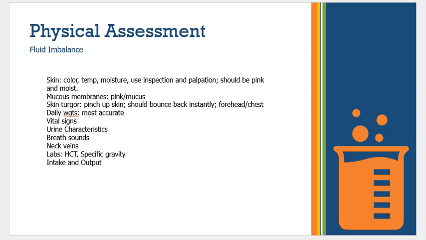Your hematocrit is something that you should be looking at, especially for fluid imbalances. This is the volume of blood that is composed of red blood cells. The red blood cells transport oxygen to our cells. So it's really just measuring the volume of cells in the plasma.